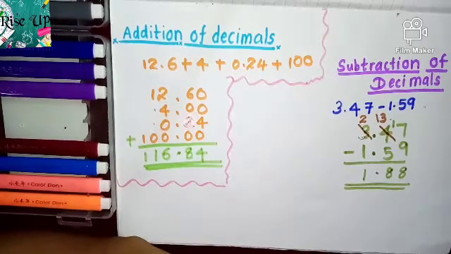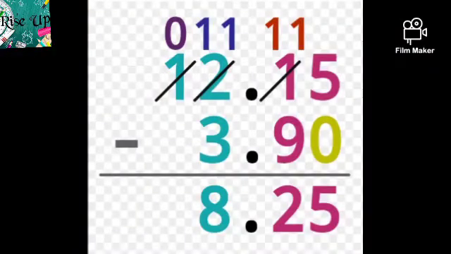The only difference is the sign, subtraction. And now let's move into another example, that is 12.15 minus 3.90. Here also, like the previous example, you just have to subtract. 5 minus 0 is 5.